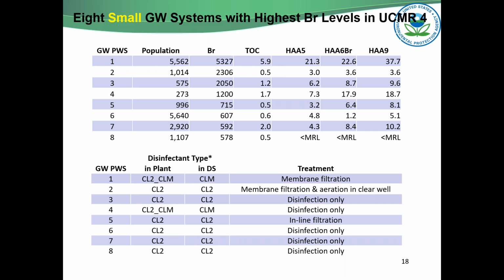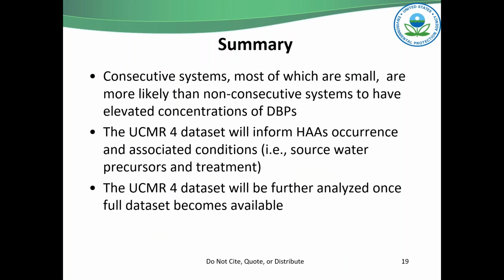Now, in summary, the consecutive systems tend to have higher concentrations of DBPs than the non-consecutive systems. There are differences. It's not a generic relationship that you can just say pertains all the time, but there's a tendency for that to occur because of the higher retention time in the distribution system.